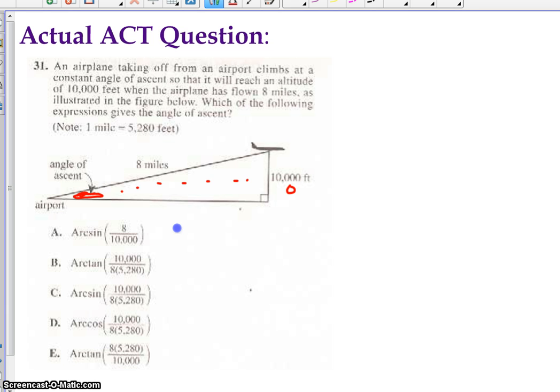This here would be our opposite, and that's 10,000. And then our 8 miles, and to get miles into feet, we would multiply 8 by 5,280, and we'd have our feet. That is our hypotenuse. So we're dealing with hypotenuse and opposite, so I'm thinking we're going to be dealing with sine. Well, look what we see here.